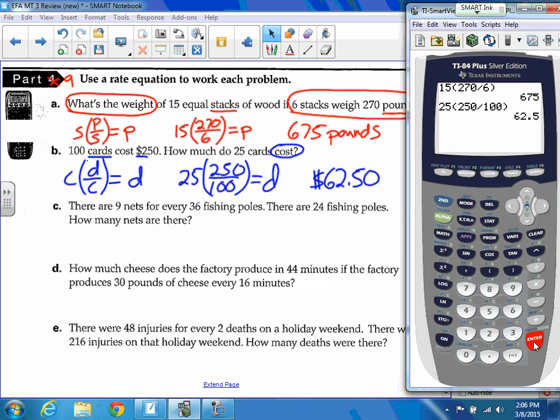Okay, go ahead and do C, D, and E on your own. When you're done with Part 9, get it checked. And then if there are other parts of the review that you need to do yet, you can go ahead and do those. All right, go ahead.